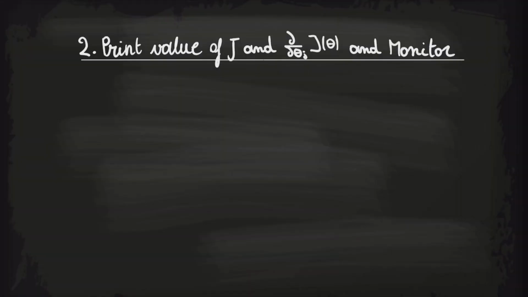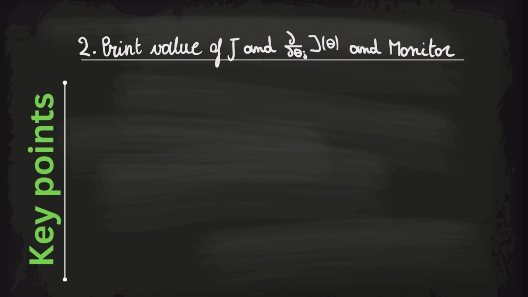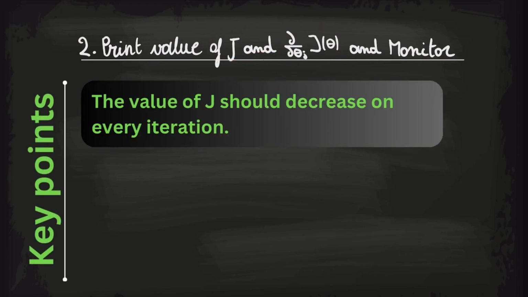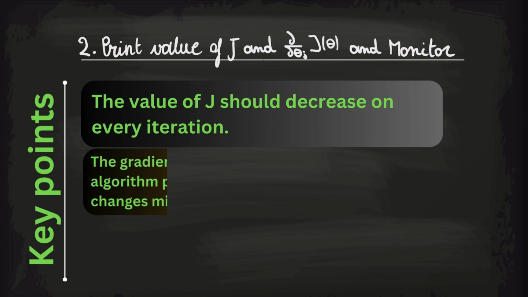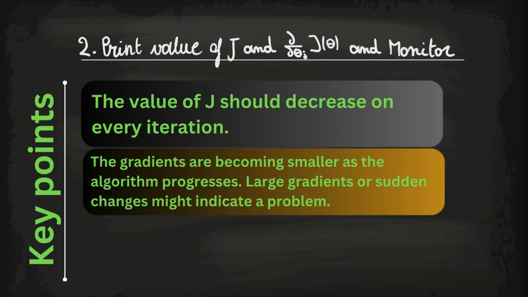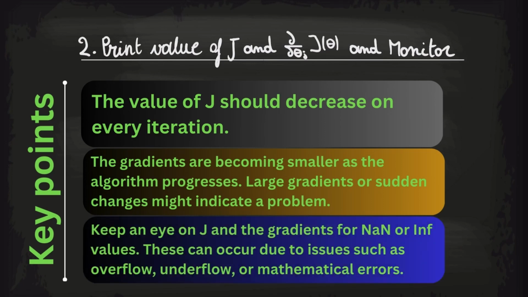A second method of checking if gradient descent is working correctly is to print the value of j and the value of the gradients and monitor its behavior. Some key points to look out for are: the value of j should decrease on every iteration. The gradients are becoming smaller as the algorithm progresses. Large gradients or sudden changes might indicate a problem. Keep an eye on the cost function and gradients for not a number or infinity values. These can occur due to issues such as overflow, underflow, or mathematical errors. By systematically going through these checks, you can often identify the source of issues in your gradient descent implementation.